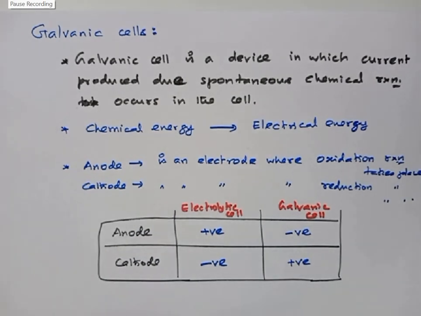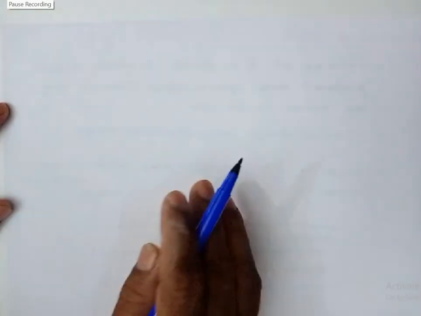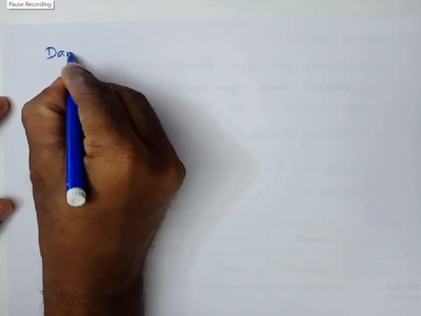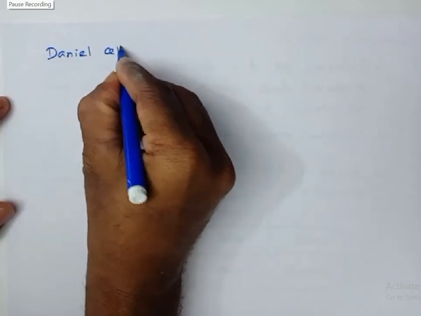Now let me take a simple galvanic cell, that is the Daniell cell, using which I am going to explain how a galvanic cell works and how it produces current. We'll discuss all those things. We are going to understand how a galvanic cell is working. For this purpose I am going to take this cell called the Daniell cell.